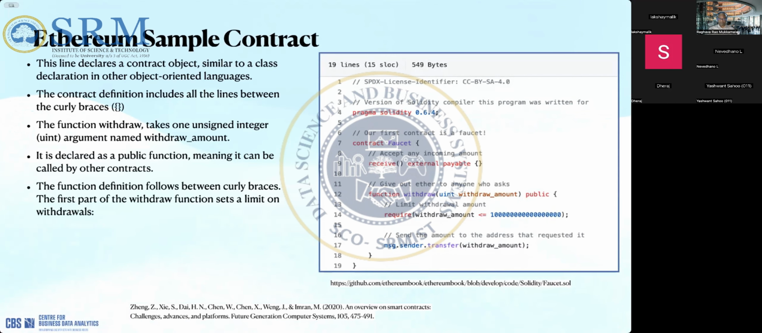Yeah, this is an example of smart contract code. Again, we'll look into more when we go through the programming, right? So Solidity programming and things like that.